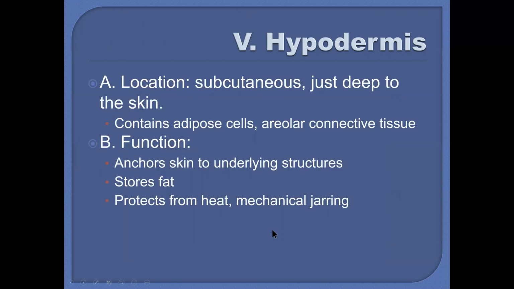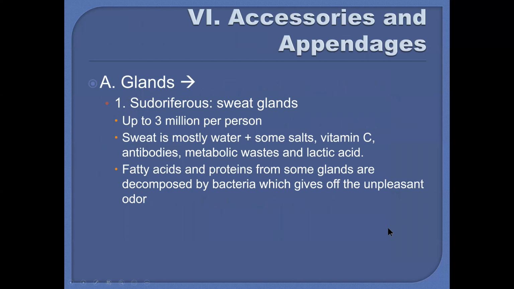Next is the hypodermis. Subcutaneous tissue contains adipose cells and areolar connective tissue, and anchors skin to the underlying structures. Usually it's muscle, but it could be tendons, could be bone. It stores fat. This is where the fat is stored if we consume more calories than we use, and it protects from heat and mechanical jarring. Accessories and appendages.